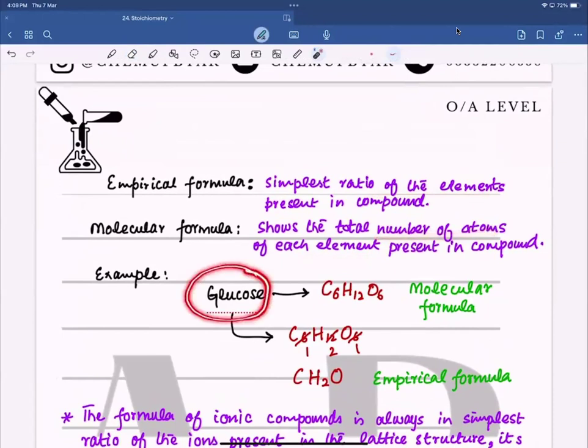For example, if I talk about glucose, its molecular formula is C6H12O6. So what am I getting from this molecular formula? That there are 6 atoms of carbon in it, 12 atoms of hydrogen in the molecule, and 6 atoms of oxygen in the molecule. Besides this, the total number of atoms in this molecule is 24: 6 plus 12 plus 6.